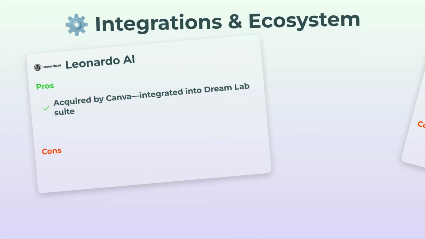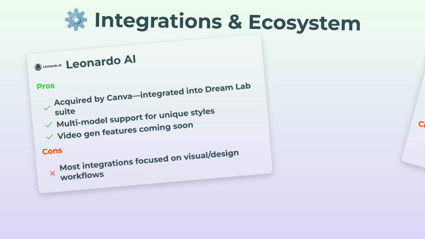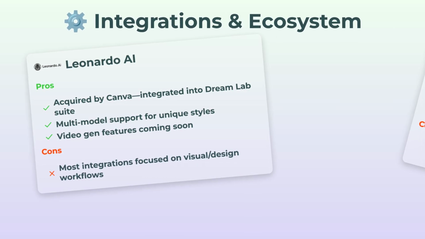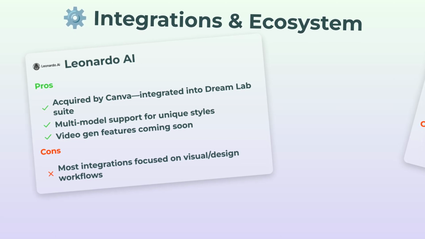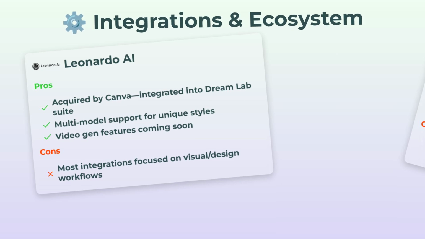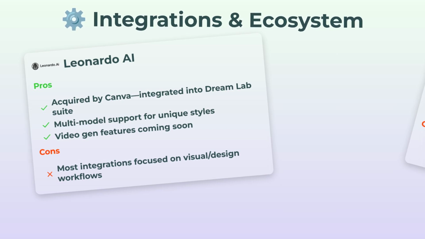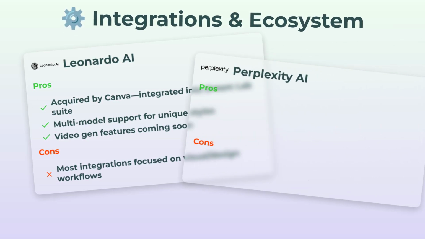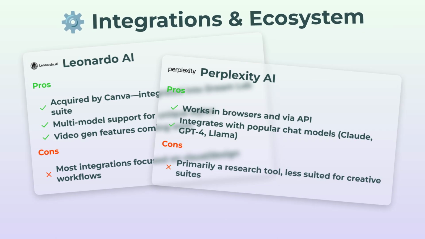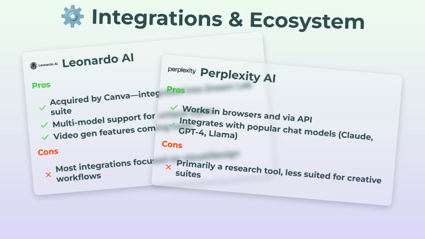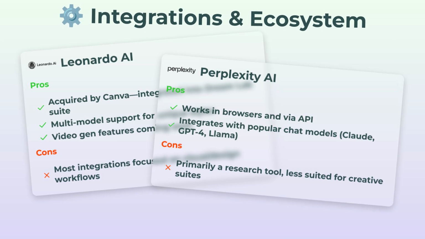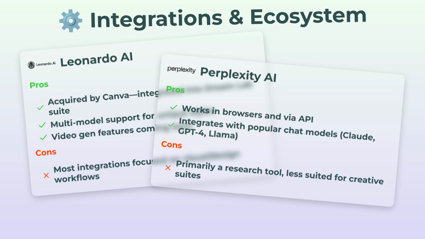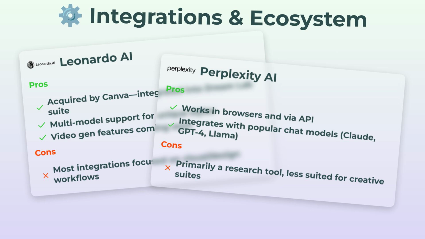Next up, integrations and ecosystem. Get this, Leonardo was actually acquired by Canva last summer, so it's now part of the Canva Dreamlab suite. It supports tons of models for different art vibes, and rumor is video gen features are coming soon. If you're into design flows, this is almost a dream setup. Downside, the integrations definitely lean towards visual workflows, so not much beyond the creative space. Perplexity AI is more of a universal browser tool, with APIs and support for big chat models like Claude, GPT-4, Llama. That means research everywhere, but it's really not made for creative apps. So, with all that, Leonardo comes out ahead on pure ecosystem firepower.